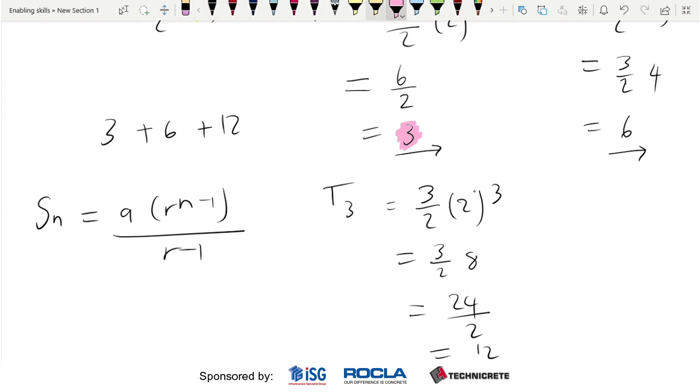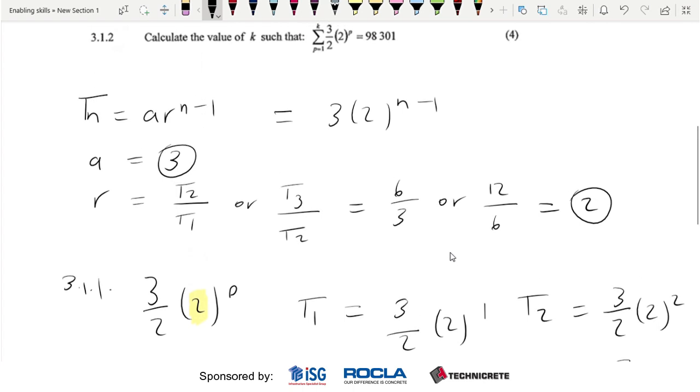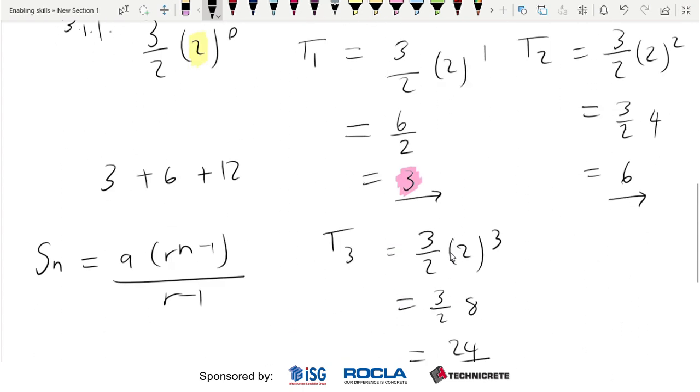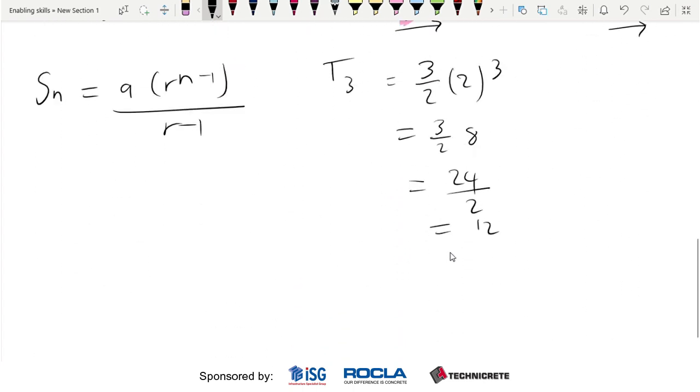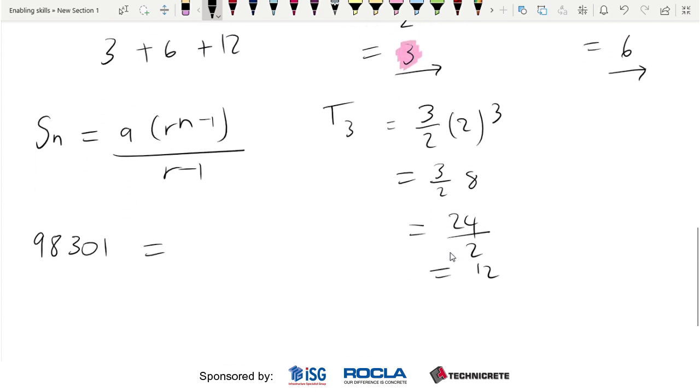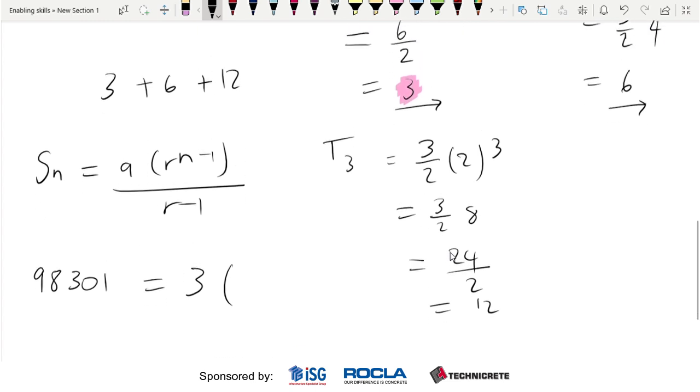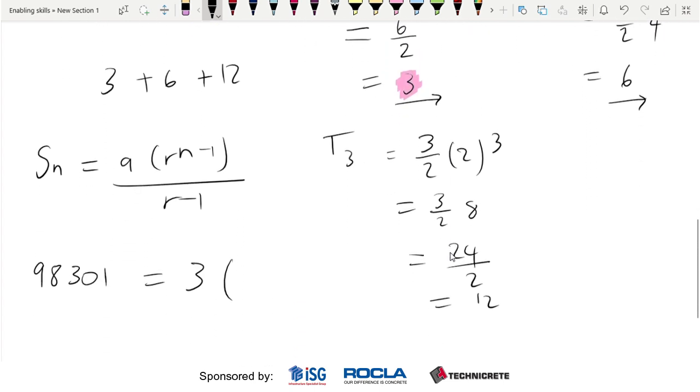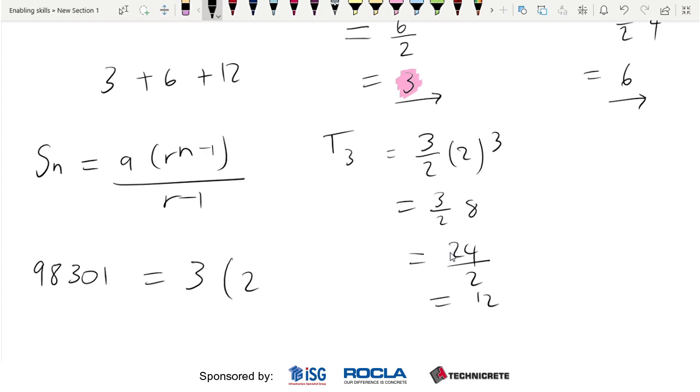So the sum to n, we've already been given as 89,301. So the sum is 89,301 is equal to A, our first term, which is 3, times R, which is our common ratio, 2, to the power of n minus 1, everything over R, which is 2 minus 1.